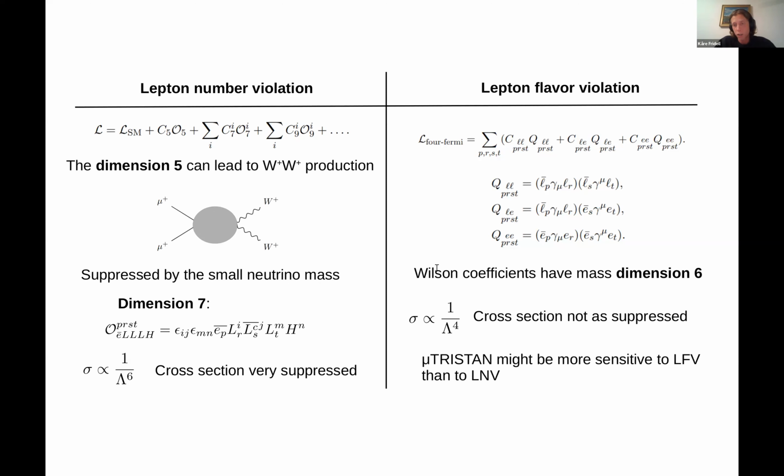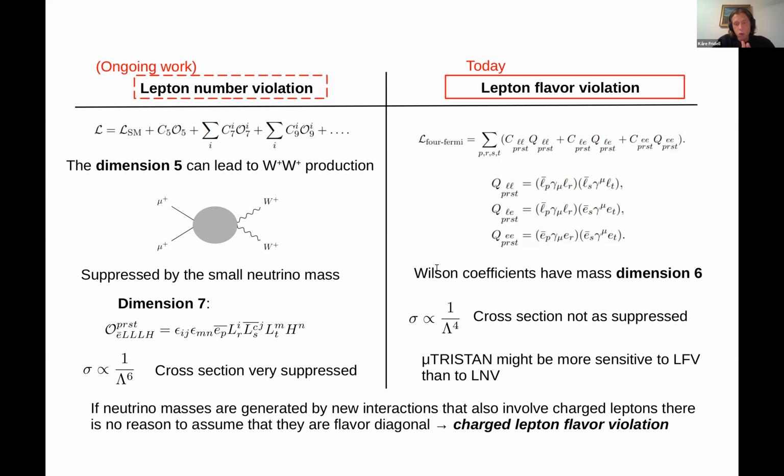So therefore, it would naturally lead to lepton number violation. So we can then assume that if we have some new physics that leads to Majorana neutrino masses, there would also be lepton flavor violation. And so what we study in this work is therefore the lepton flavor violating signal in neutrino mass models. There is an ongoing work to also look directly at lepton number violation in Mu-Tristan, but I won't be talking much about that today.